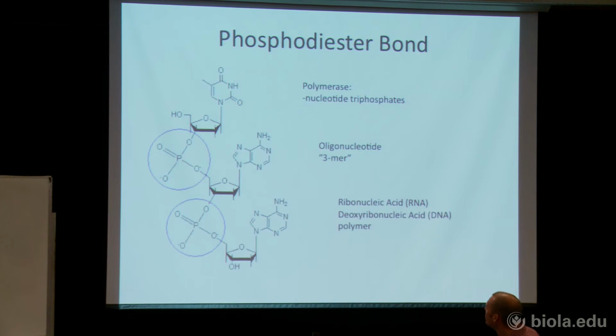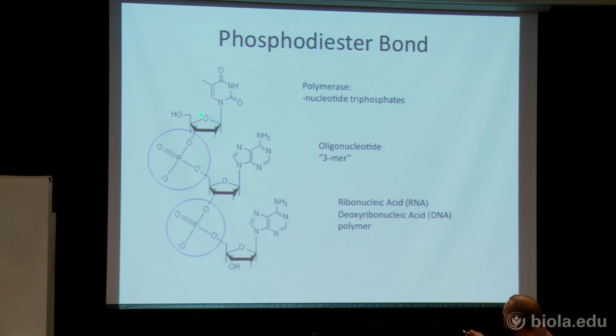When I put the next nucleotide on, that's where the phosphate came from. So when I polymerize nucleotides together, they go through a phosphate, and this is called a phosphodiester bond. The bond between the fifth carbon. It's a diester, so there's a bond here and a bond here.